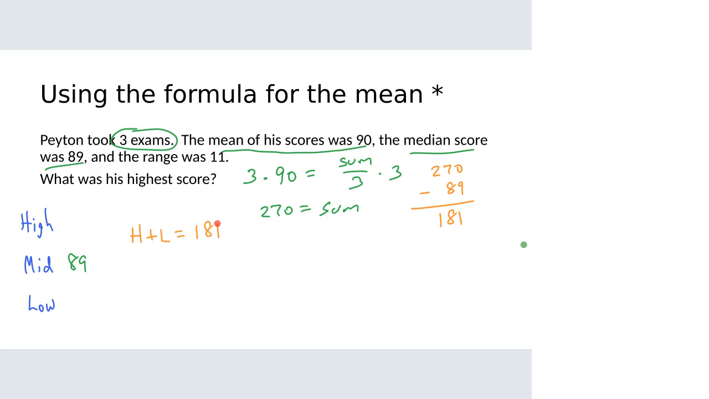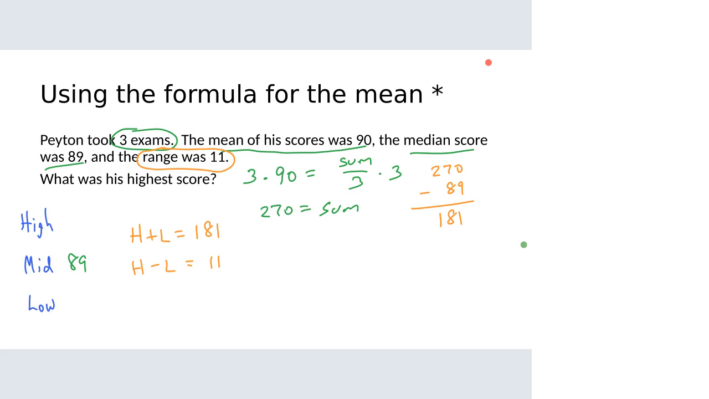Well, but if I have 2 variables, I need 2 equations. What's the other equation going to be? That's hidden right here when I'm told the range is 11. If the range is 11, that means the highest minus the lowest has to be 11, the difference between the 2. Now I can see, hey, wait a minute. I've got 2 variables and 2 equations. I can use substitution and then solve this thing.